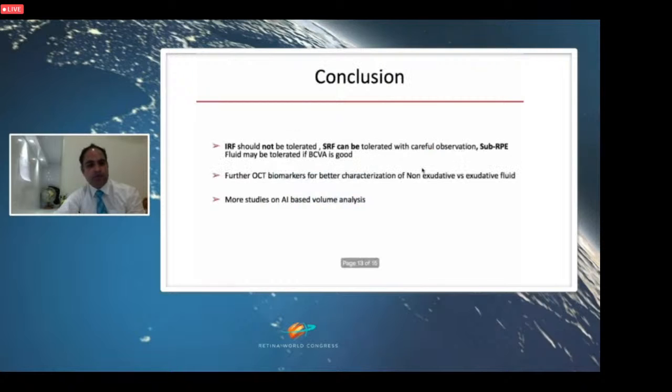So to conclude, IRF should not be tolerated. SRF can be tolerated with careful observation of the other signs and biomarkers. And sub-RPE fluid may be tolerated if the visual acuity is good. Probably it can help in avoiding GA progression. Further OCT biomarkers are needed for better characterization of non-exudative versus exudative fluid, especially in the non-exudative area. And once we have more and more AI-based volume analysis, probably we will have more knowledge and understanding of the fluid.